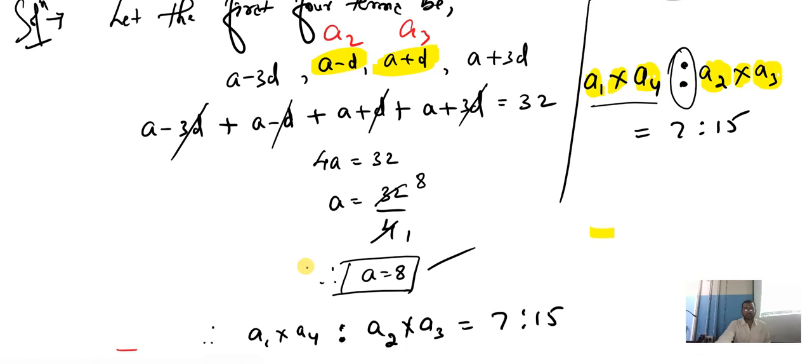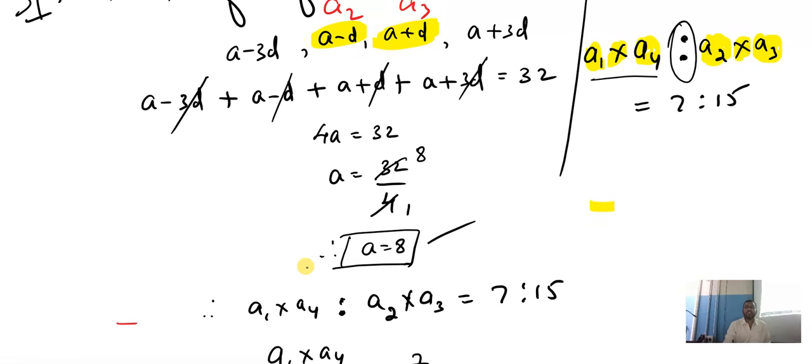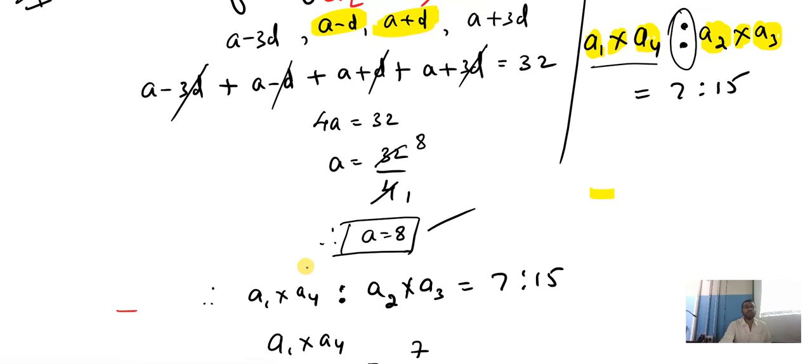Where? See, now A1 is what? A minus 3D. Where all we wrote A minus 2D, there we should write A minus 3D. Where all we wrote A plus 2D, there we have to write A plus 3D. 2 we have to make as 3.